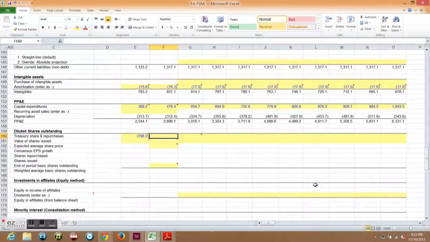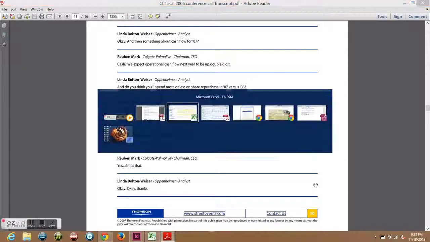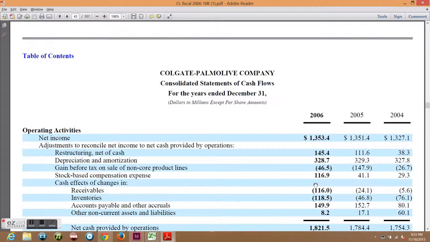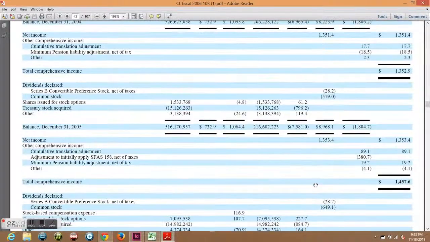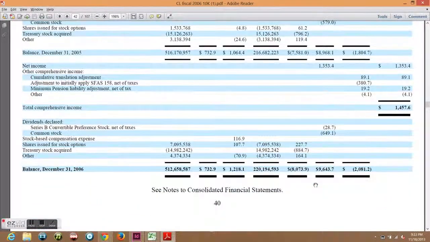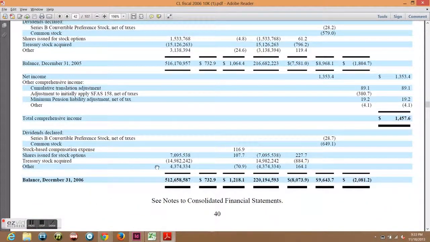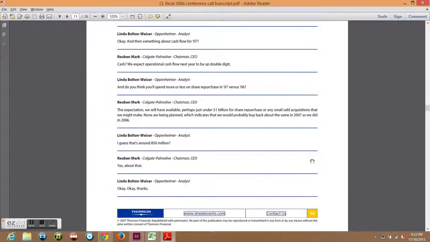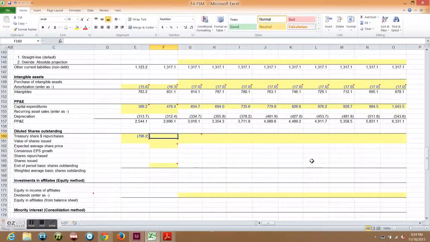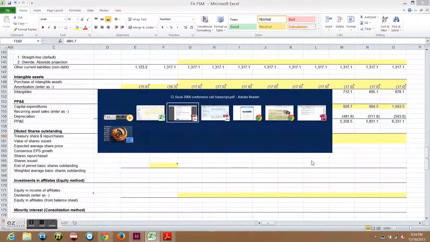Next is 06, which is going to be treasury stock acquired, negative 884.7. There. Let me just make sure. That's perfect. Okay. So how are we going to project this out?